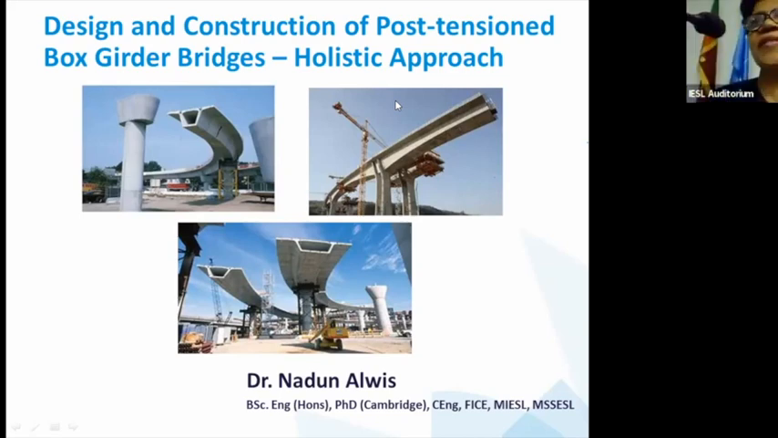It's very beautifully said, and it's very acceptable. In this presentation, Dr. Nadun will give you an insight into this process with some of the key design and construction challenges of post-tensioned concrete bridges, hoping that these ideas will be of use in developing the bridge sector in Sri Lanka.